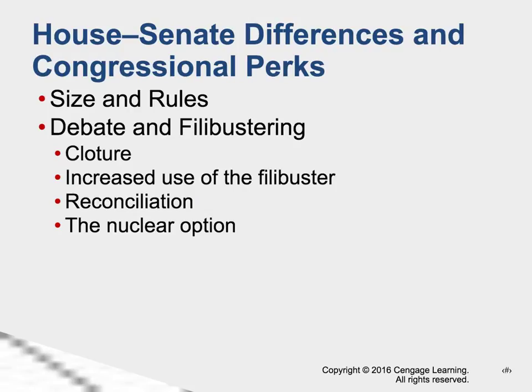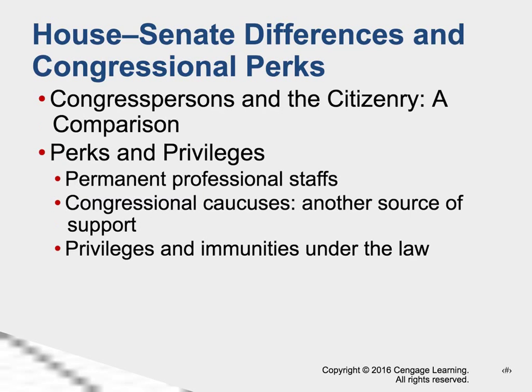There are 435 members in the House of Representatives and 100 members in the Senate. Because of its larger size, the House has a greater number of formal roles. How do the Congress people compare with the citizens? We'll talk about that in just a minute. Some of the perks and privileges. Congress members have permanent professional staffs, congressional caucuses, and they have some privileges and immunities under the law.